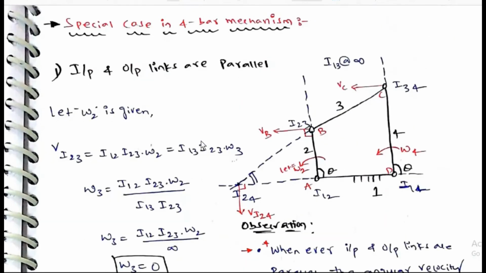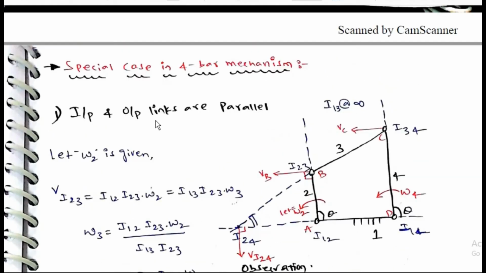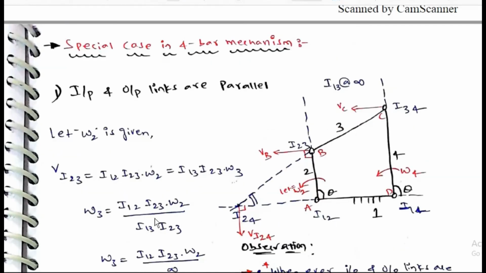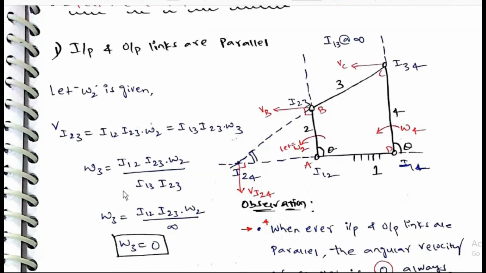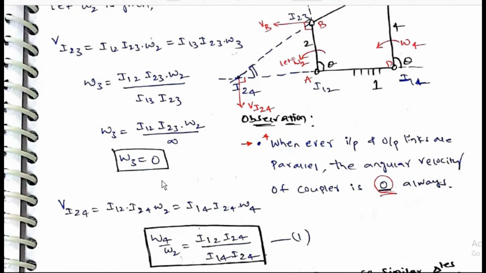Special case in a 4-bar mechanism: input and output links are parallel. Let omega 2 be given. Then I12 I23 omega 2 is equal to I13 I23 omega 3, so omega 3 is equal to I12 I23 omega 2 by I13 I23. But here, as links 2 and 4 will not intersect, I13 will be at infinity. So omega 3 is equal to I12 I23 omega 2 by infinity, which is 0.